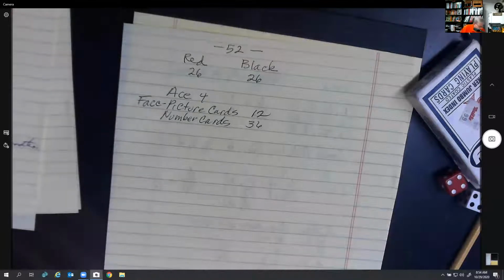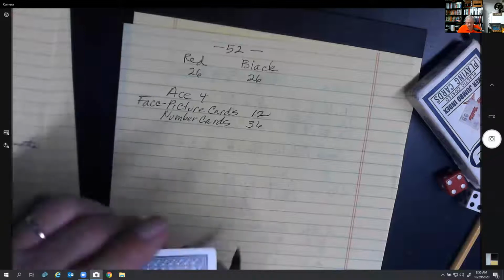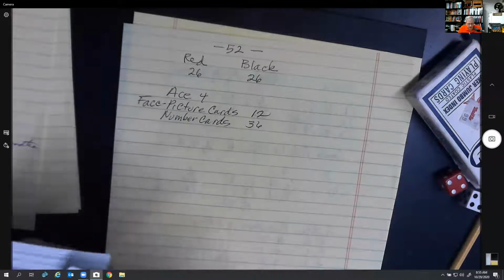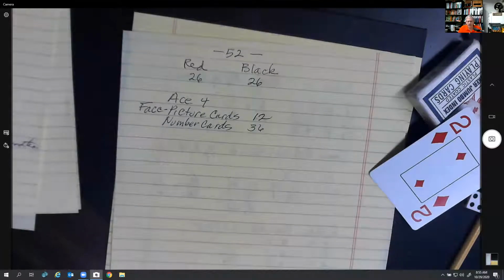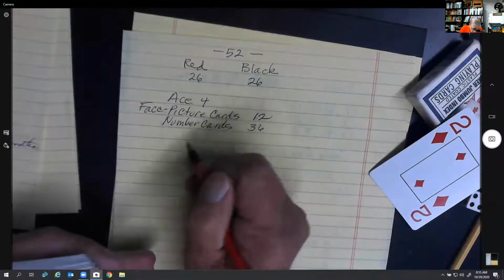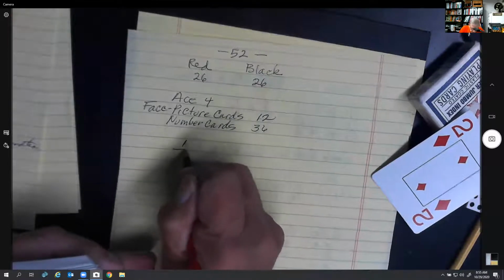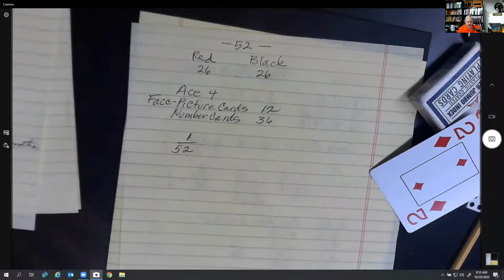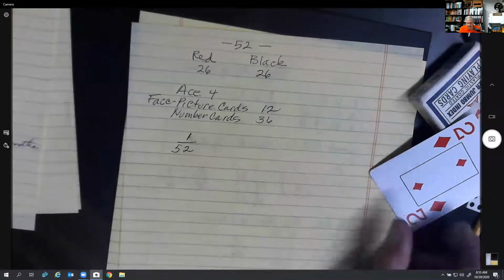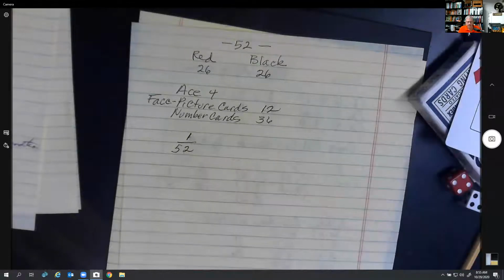Okay. So let's suppose I pick a card out of this deck of cards. I just randomly pick one card. I just turn it over and pick a card. Boom. What's the chance that that would have come up a 2? A 2 of diamonds. Well, there's only one of those in the deck of cards. So there's 1 out of 52. That's the probability. One chance out of 52 I would have drawn that card.